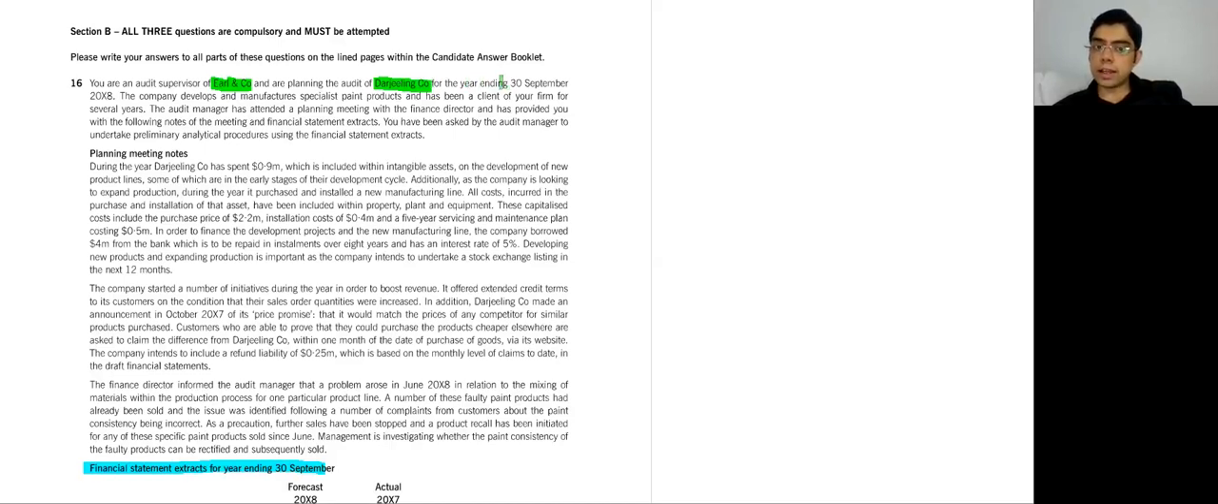For the year ending, now this tells you something. Every word has a meaning in auditing. For the year ending, it means the year hasn't ended as of now. You're standing somewhere before 30th September 2008. This tells you that audit planning begins even before the year has ended. Based on whatever information you have at the planning date, you start planning the audit. You don't wait for the year to end and then start planning the audit. This is a very important thing.